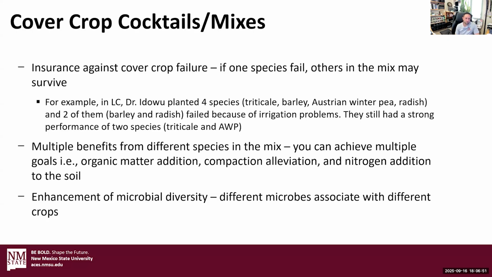Multiple goals. So if you want to add organic matter, break up some of the soil compaction and add nitrogen, maybe you can mix some of these different types of cover crop seeds all together, and you can hit each of these goals if they all establish well. And it can also enhance the microbial diversity as well, right? Because there's different microbes associated with the different crops, and you'll get a lot of that genetic diversity within the soils that way.